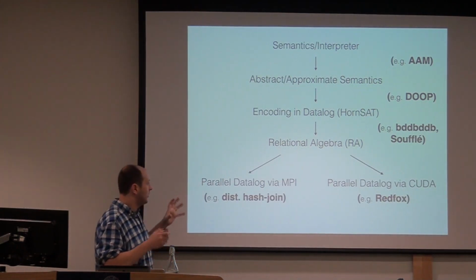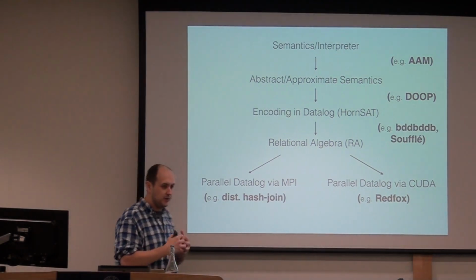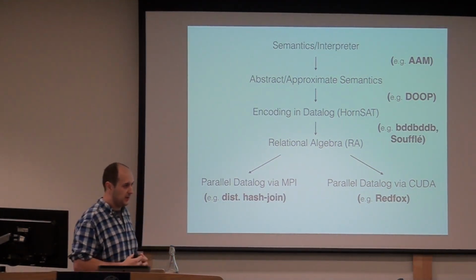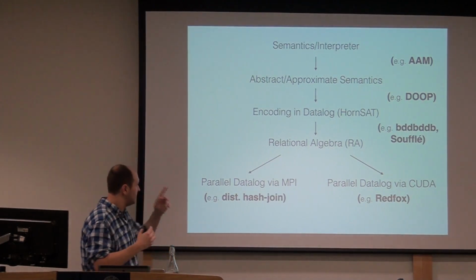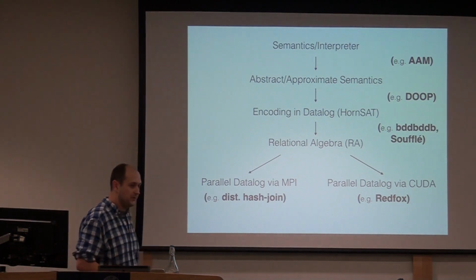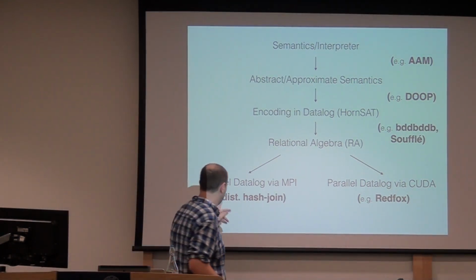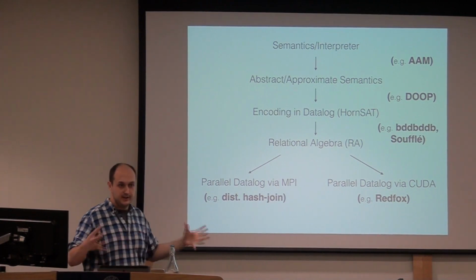And what we'd really like is to be able to exploit parallelism at the level of these relational algebra operations. There are two promising recent approaches that we're interested in building on top of. One is a paper from the beginning of this year, which describes a distributed hash join algorithm for implementing joins across many nodes using MPI.